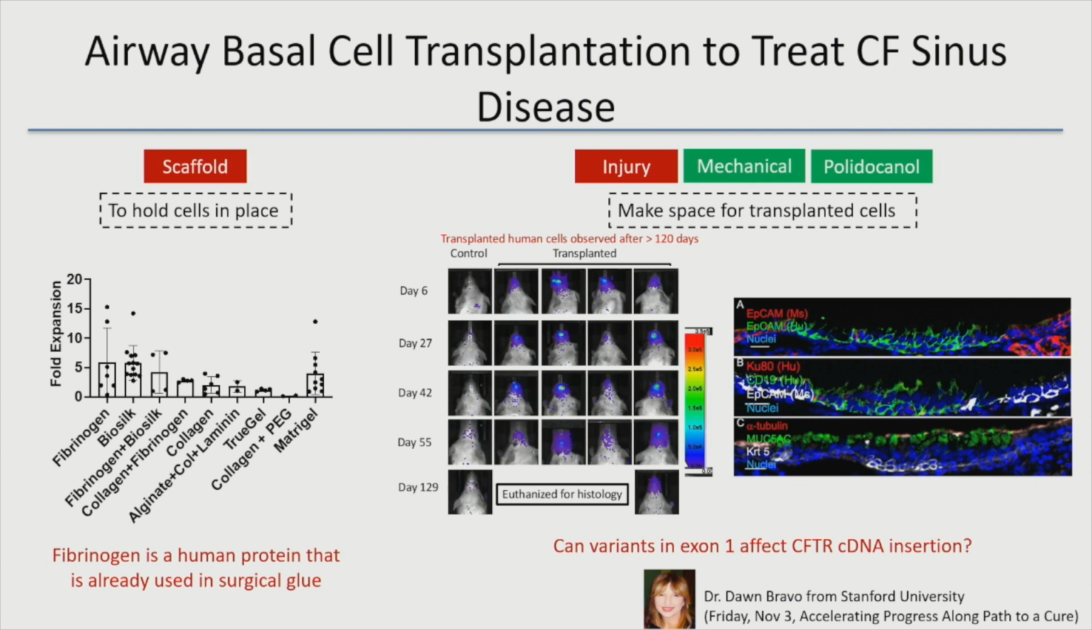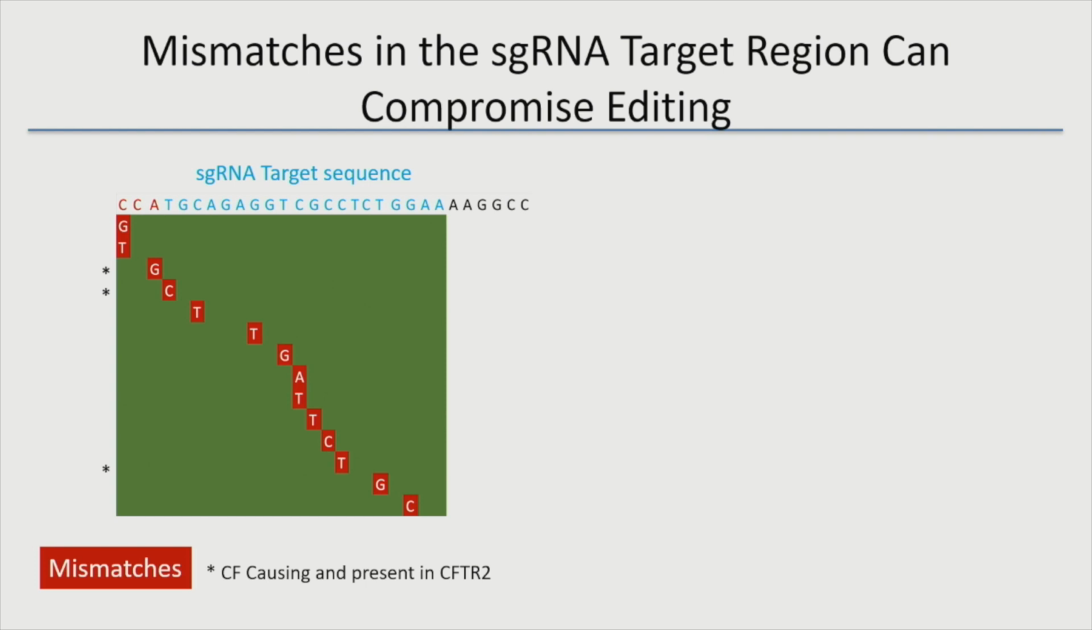And so this leads us to this question, since we're talking about variants in this session: can variants in exon 1 affect cDNA insertion? Here is a list, I think a partial list, not a comprehensive one, of several variants in exon 1 that line up with the target single guide RNA sequence. If you have people with CF who are affected by these variants, then inserting into exon 1 may not be as efficient.